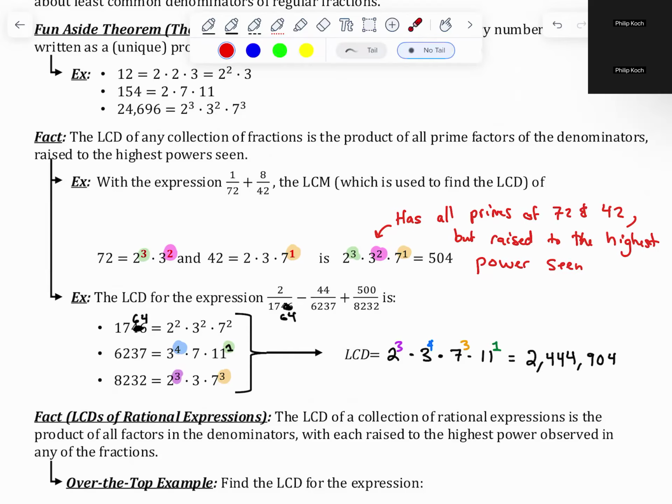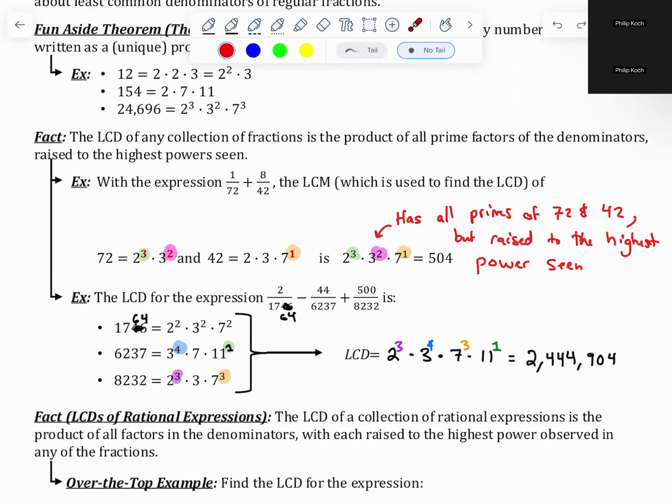Notice, if I make this a 2 right here, then 1,764 goes into it because the 2 squared will cancel, 2 of the 3s will cancel, 2 of the 7s will cancel, and then it's fine. So 1,764 goes into it. But if I made that a 2, now when I try to divide 8,232 by it, it won't be able to cancel out all the factors of 2. That's why it has to be the highest power seen.